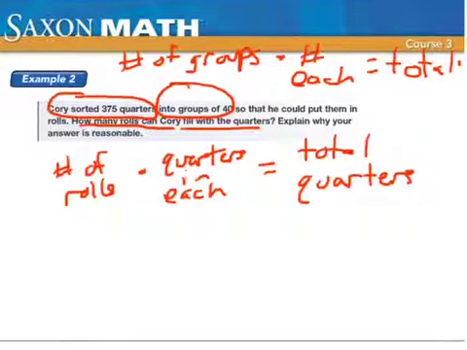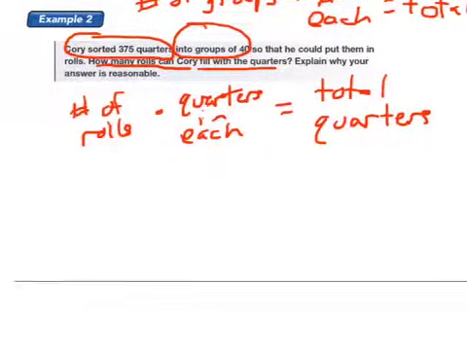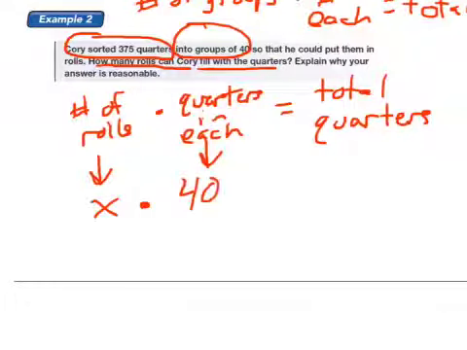Alright, so we're going to bump this up a little bit here. Let's take what we know and plug it in. Number of rolls. Okay, well, that's what's underlined. It says how many rolls. So instead of that, we're going to put a variable. We'll use x this time around, times quarters in each roll. Well, they told us that. They said they're groups of 40. Okay, so I got 40 quarters in each roll. That's going to equal my total quarters, which is 375.